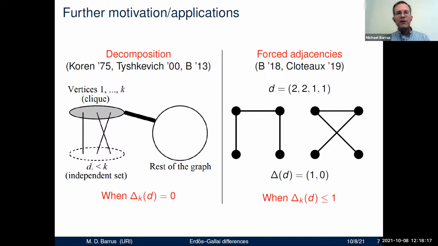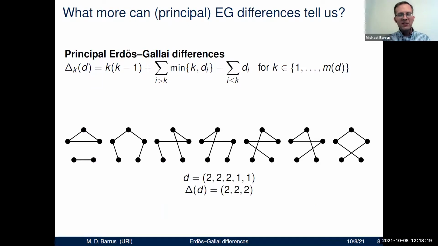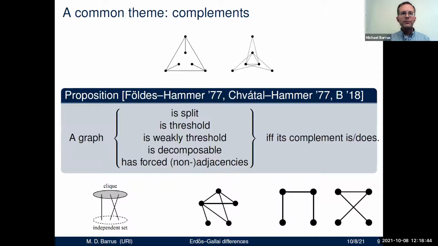Okay, so having talked about classes of graphs, having talked about simplifications in testing for graphicality, talking about forced edges or whatever, I think that these Erdős-Gallai differences are maybe the start of something. There's more we should look at as we take a look at these properties that seem to have something to do with this Erdős-Gallai difference list. And so today I want to take a look at two particular problems.